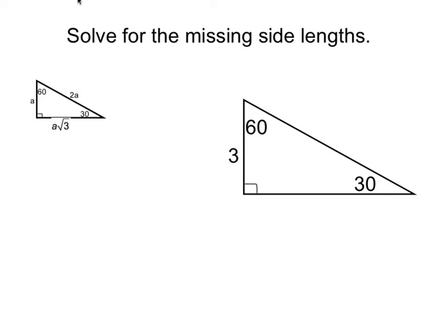Okay, this is a little bit different. I have a side length here across from the 30-degree angle. We're going to still label our sides. Only this time it's nicer. A is 3, so I can go straight in and fill it in. 3 root 3, 2 times 3, 6.